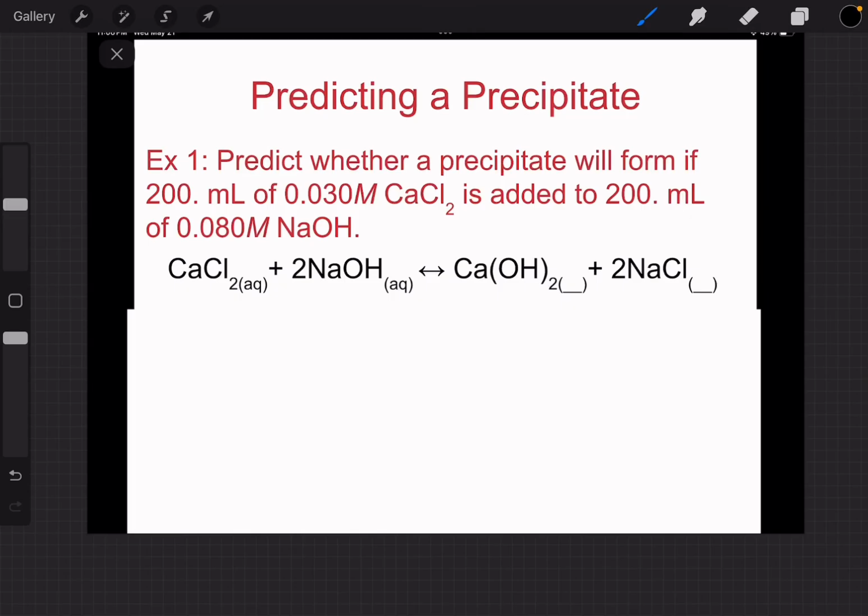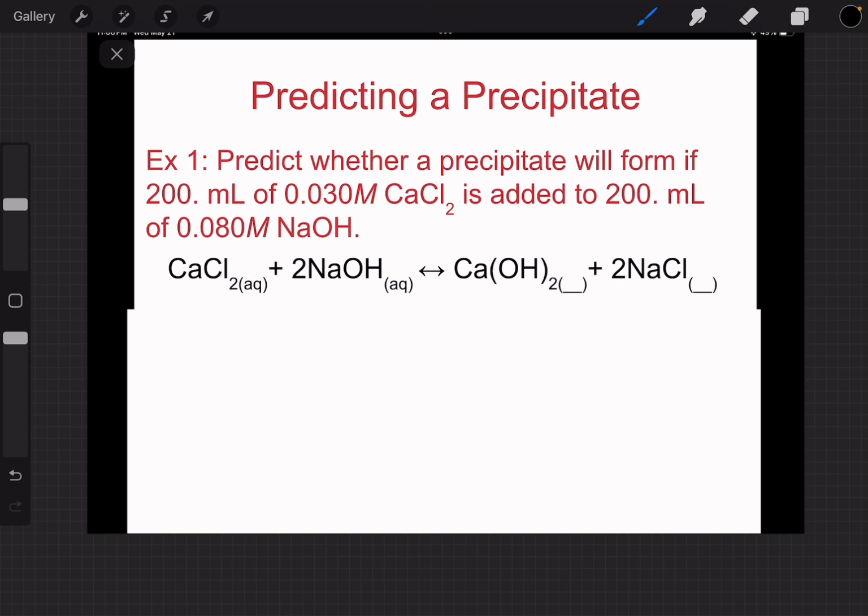Okay, now we're going to practice using Q to predict if a precipitate will form in a reaction like this one. This example says: predict whether a precipitate will form if 200 milliliters of 0.03 molar CaCl2 is added to 200 milliliters of 0.080 molar NaOH. So here is your balanced equation. The first thing we want to see is which one is going to be the solid in this precipitate reaction, and which one is going to stay aqueous and not form a precipitate.